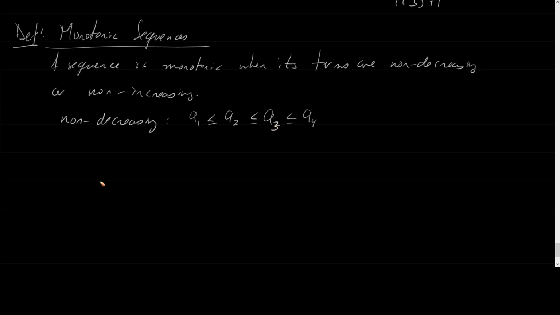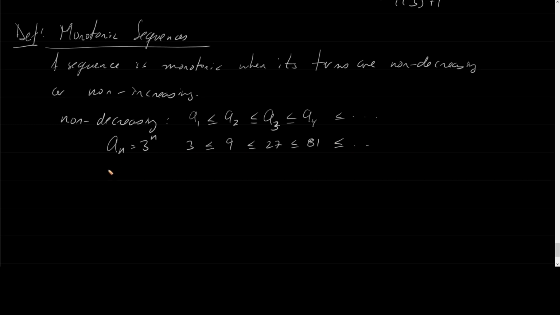So for example, if I had a sequence like, let's say a sub n is equal to, let's do simple, 3 to the n. This is a monotonic sequence because we start at 3, which is less than or equal to 9, which is less than or equal to 27, which is less than or equal to 81, and so on and so forth.